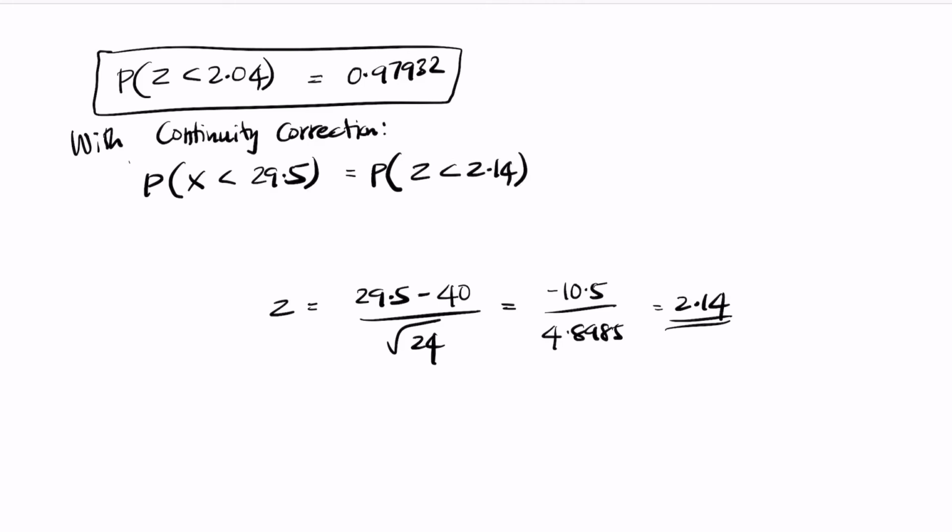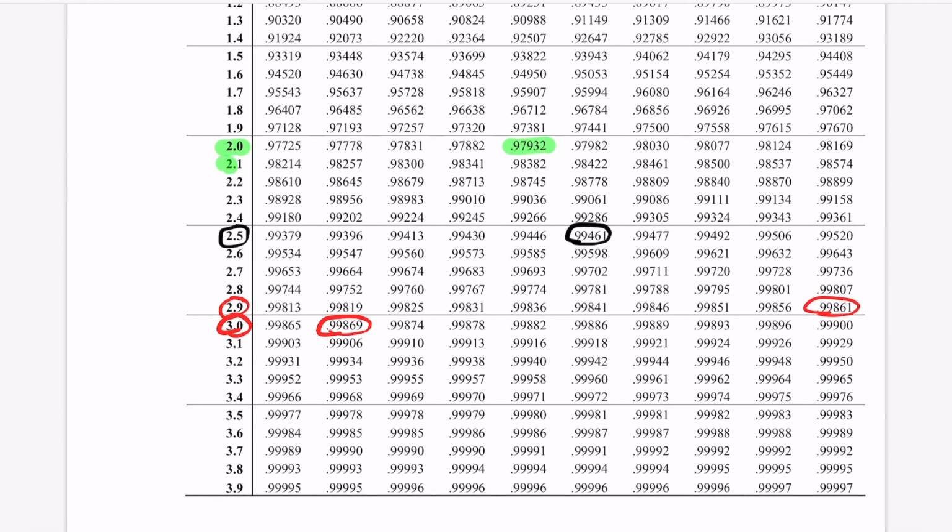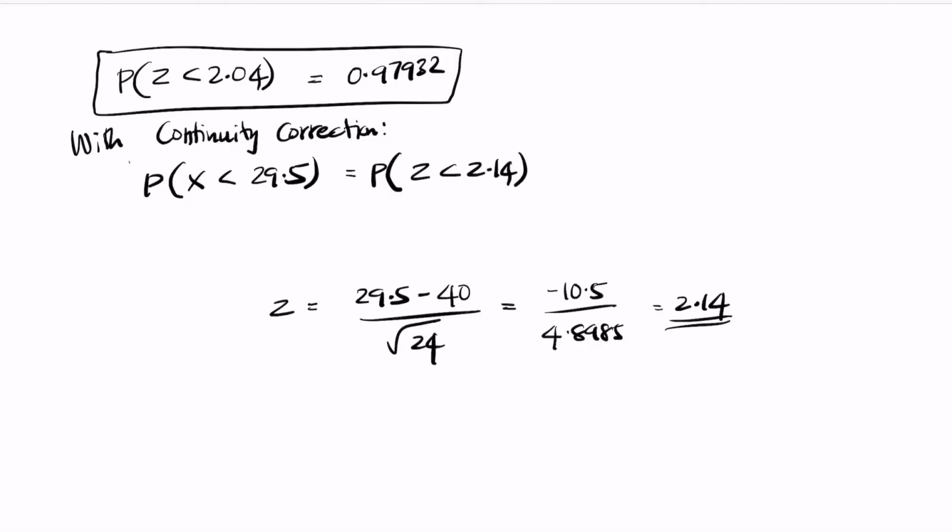Now use the standard normal table again, for 2.14. Here you have 2.1 and here you have 2.14, which is 0.98382. So this becomes 0.98382. Notice there is a change in the probability.